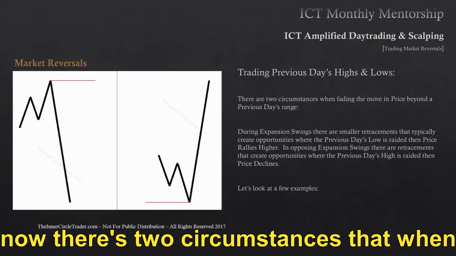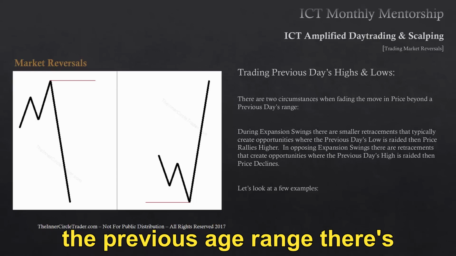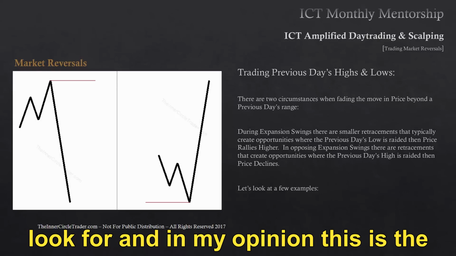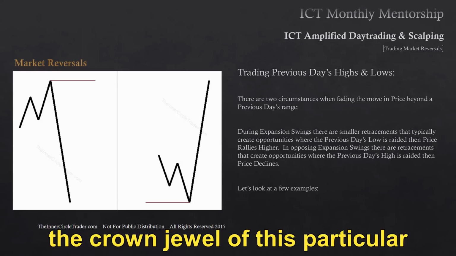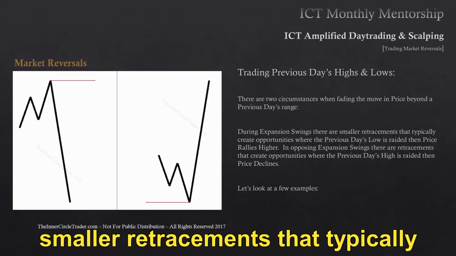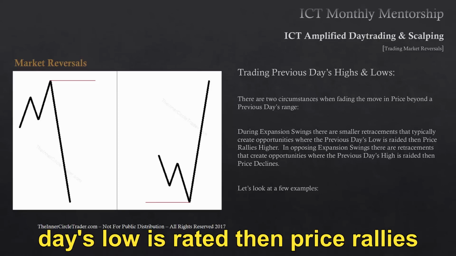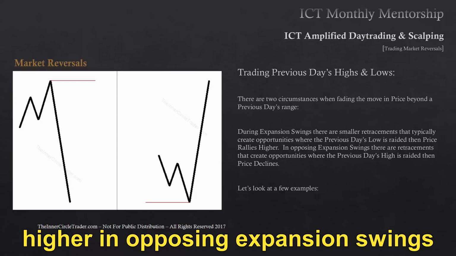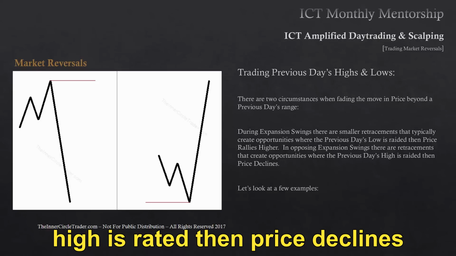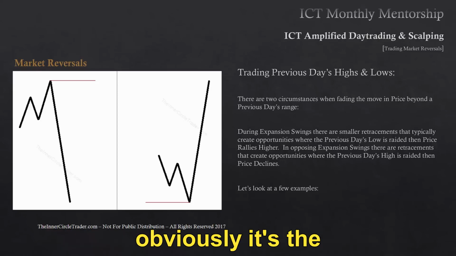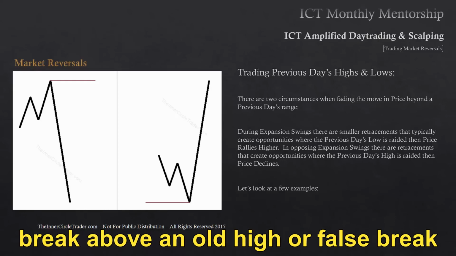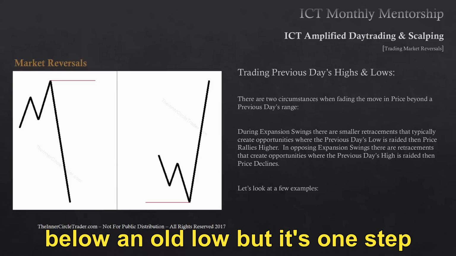Now, there's two circumstances when we're looking to fade the price beyond the previous day's range, there's characteristics, things that we look for. And in my opinion, this is kind of the crown jewel of this particular teaching. During expansion swings, there are smaller retracements that typically create opportunities where the previous day's low is raided, then price rallies higher. In opposing expansion swings, there are retracements that create opportunities where the previous day's high is raided, then price declines. Obviously, it's the concept of turtle soup, which is a false break above an old high or a false break below an old low, but it's one step further than that.